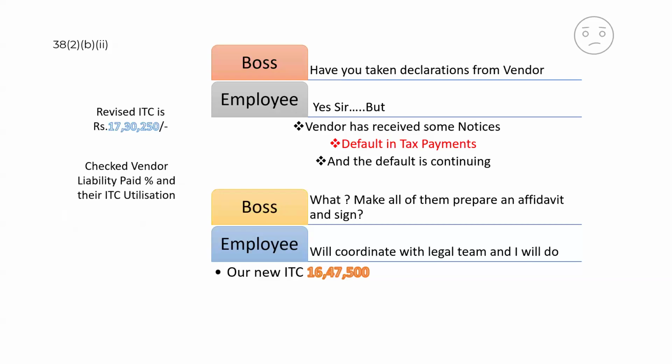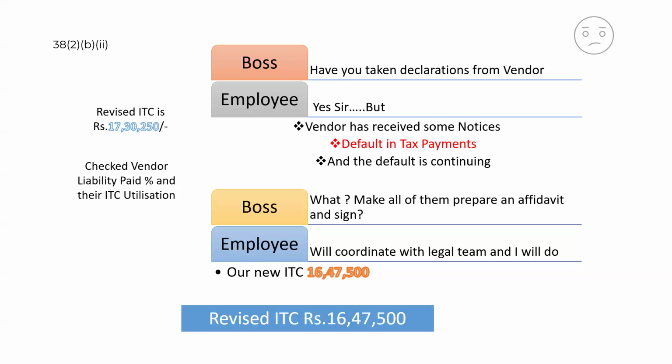Another condition is default in tax payment. If there is any default by the supplier or vendor, that means he has received some notices and has defaulted on tax payment for a certain continuous period of 3 months or 6 months, and he has not paid his taxes, then again the restriction of input tax credit will be applicable on the recipient if he has purchased goods or services from such vendors.